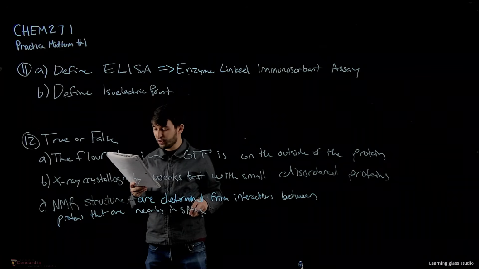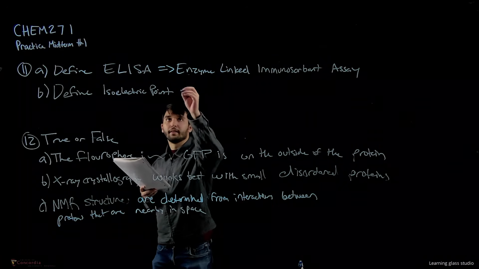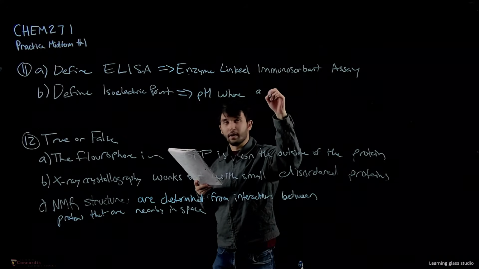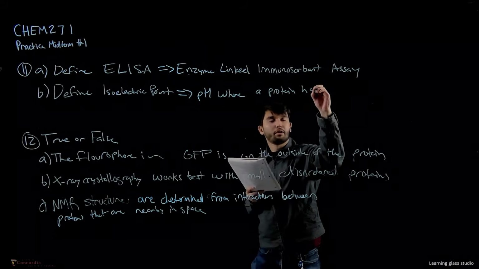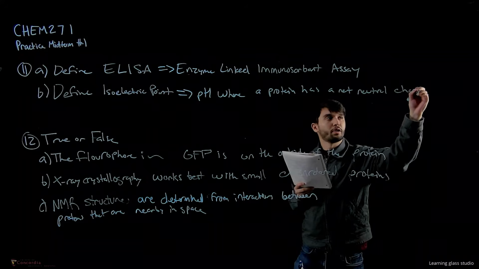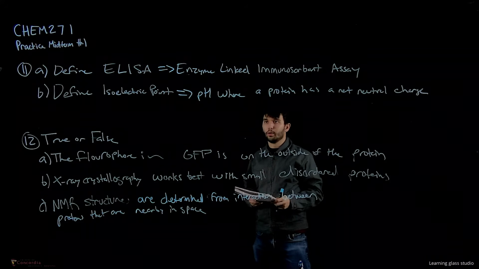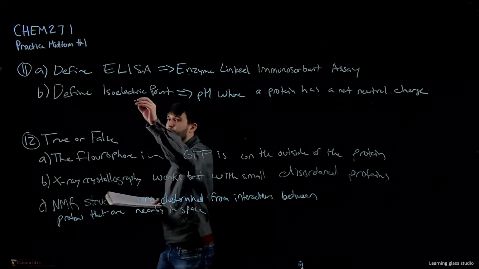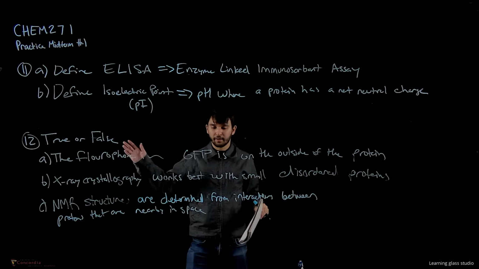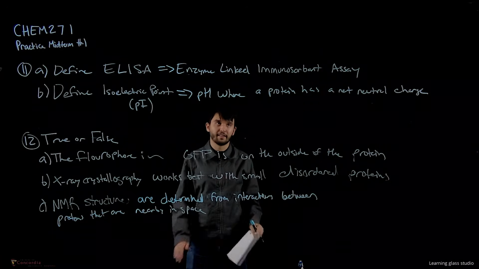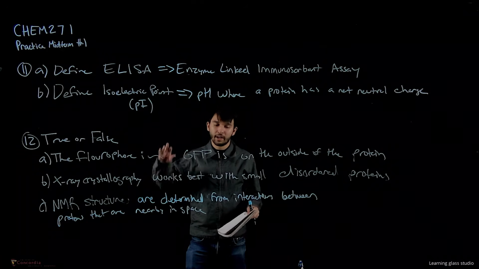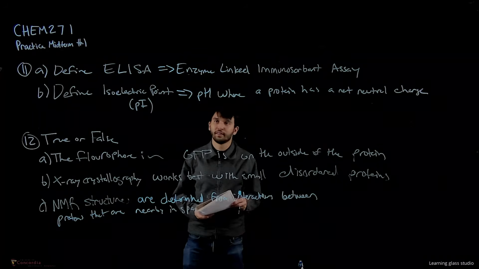Next, define isoelectric point. This is the pH where a protein has a net neutral charge. Okay, so at the isoelectric point, also called pI, the protein will have an even balance of positive charges and negative charges that will perfectly cancel each other out, such that the protein will have a net charge of 0. So equal amounts of positive charges and negative charges.